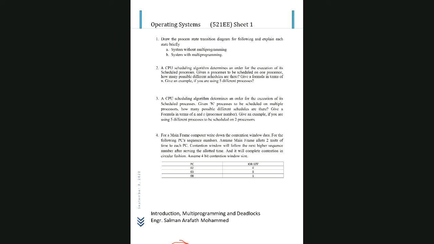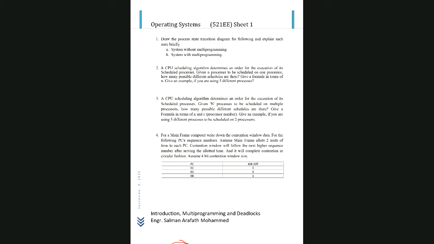Now this is a little tricky for you to understand. For a mainframe computer, write down the contention window data for the following PC. PC is nothing but a personal computer. Sequence number is given. Assume the mainframe also allocates 2 units of time to each PC. Contention window will follow the next higher sequence number after serving the allocated time, and it will complete the contention in circular fashion. Assume 4-bit contention window. Now he has given PC numbers and job size also.